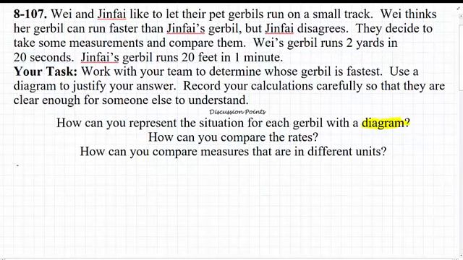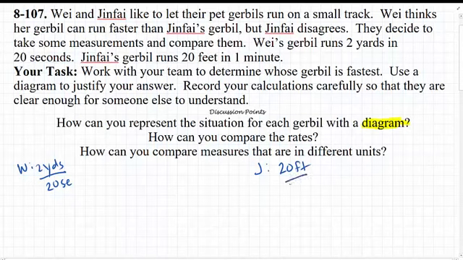So we wrote the rates of the two gerbils. W's gerbil, how fast does W's gerbil go? W's gerbil runs 2 yards in 20 seconds. 2 yards in 20 seconds. J's gerbil runs 20 feet in 1 minute.